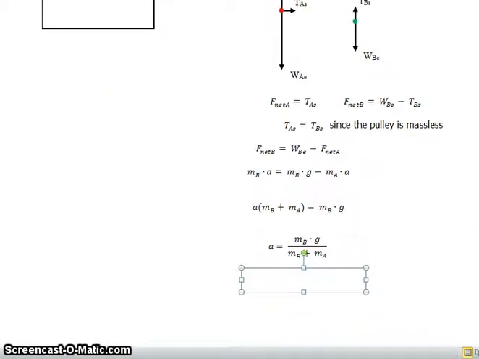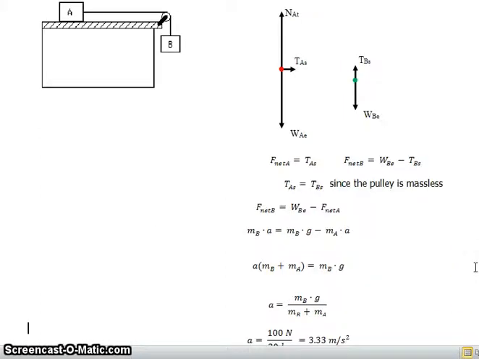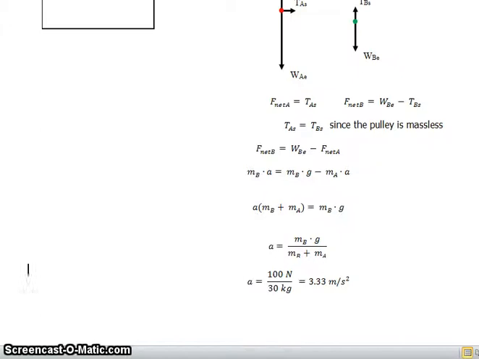And then plugging in numbers here, we would have 100 newtons divided by 30 kilograms. It's 3.33 meters per second squared. So not quite the acceleration due to gravity that we normally would have for something in free fall. That's because the inertia is preventing it from accelerating at a rate of 10 meters per second each second.